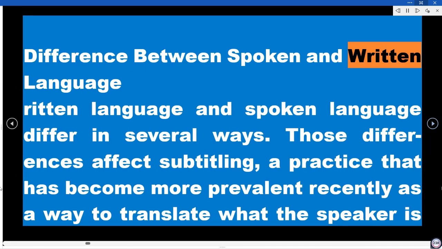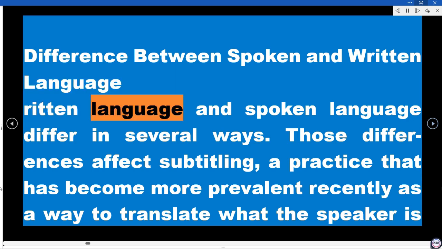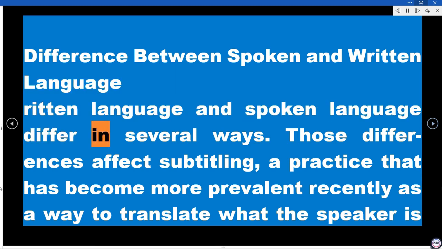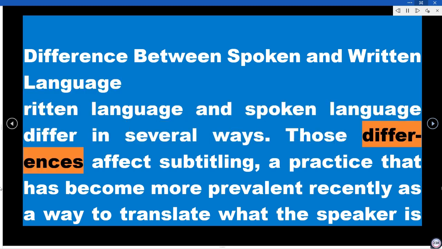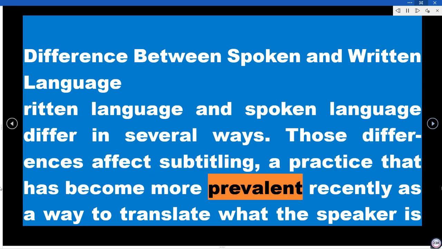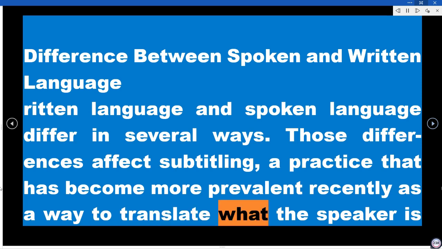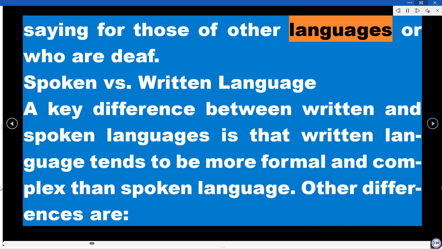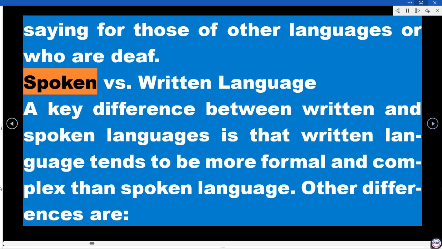Difference between spoken and written language. Written language and spoken language differ in several ways. Those differences affect subtitling, a practice that has become more prevalent recently as a way to translate what the speaker is saying for those of other languages or who are deaf.